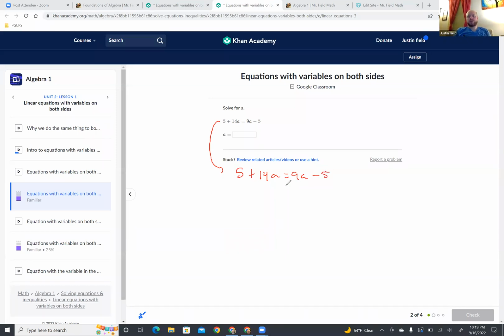Okay, so here's how we do it. We draw a line under the equal sign. Everybody draw a line under your equal sign. And now we put the variables on the left and the constants on the right. And if it goes over the line, change sign.